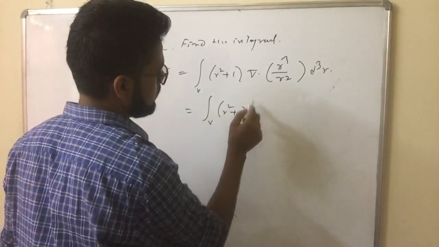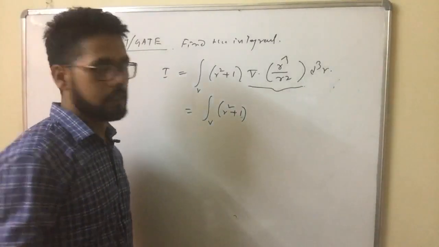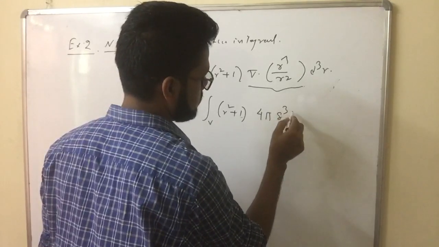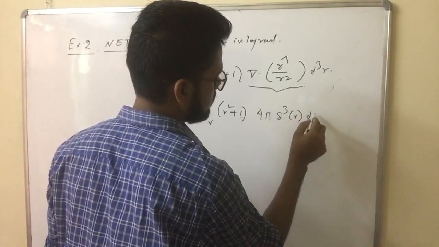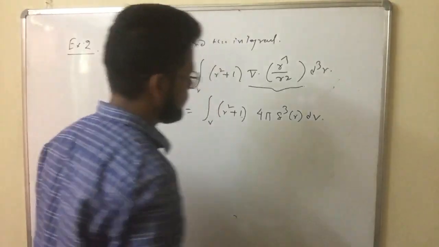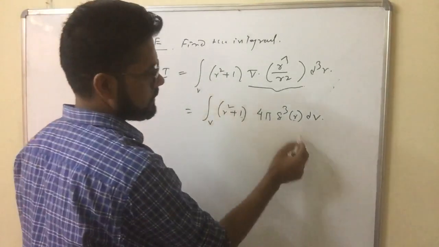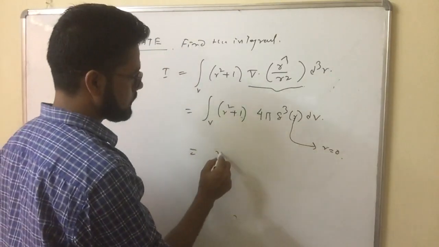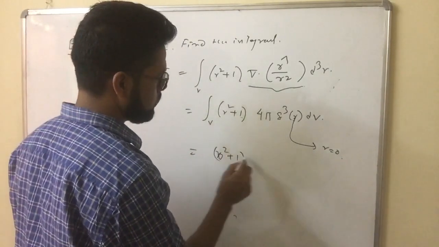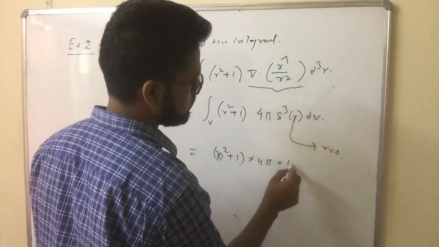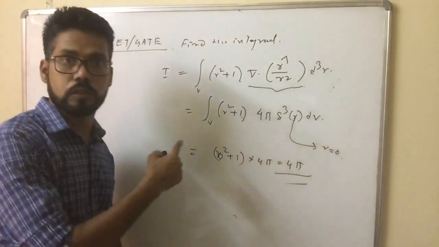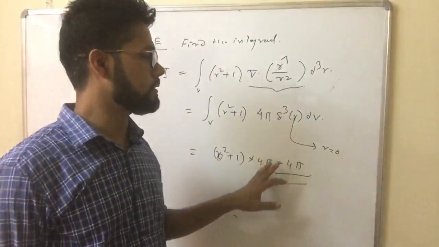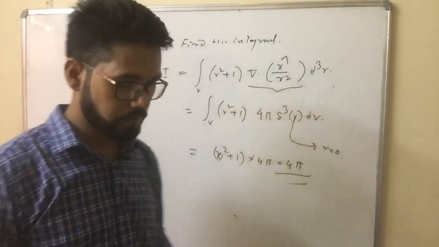Find the integral. It looks like a very tough example, but I have already told you the formula. Divergence of r cap by r square is 4 pi delta cube r, so the integral of (r square plus 1) 4 pi delta cube r dv. Here r equals 0, so put this value: (0 square plus 1) into 4 pi, answer is 4 pi. This is a 5 mark question in the NET exam. The question looks very tough, but the answer is very easy if you understand.